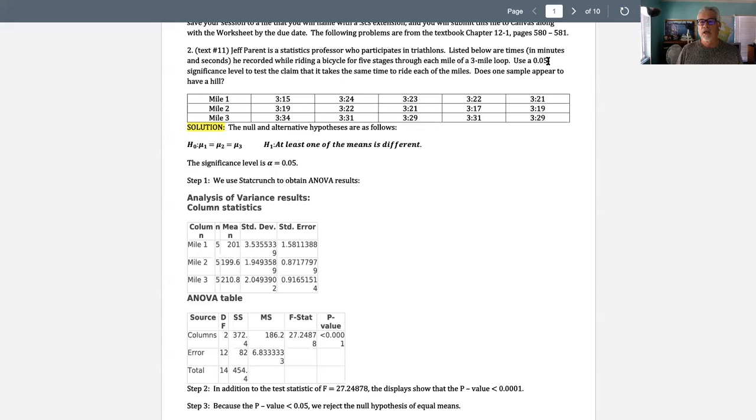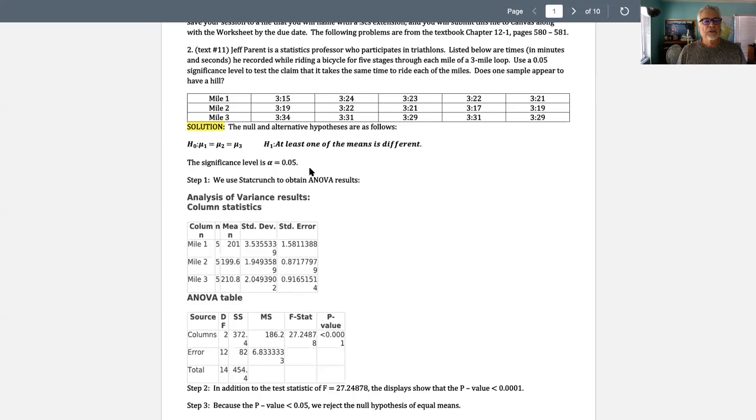Now, here's a familiar parameter, the 0.05 significance level, and we'll test the claim that it takes the same time to ride each of the miles, okay? And so we have these 5 stages. We've recorded his times for each of the 3-mile legs or loops. And at each of the 5 stages, the times are recorded, okay?